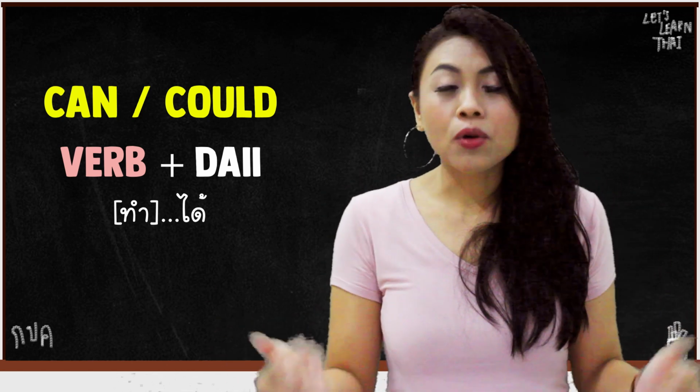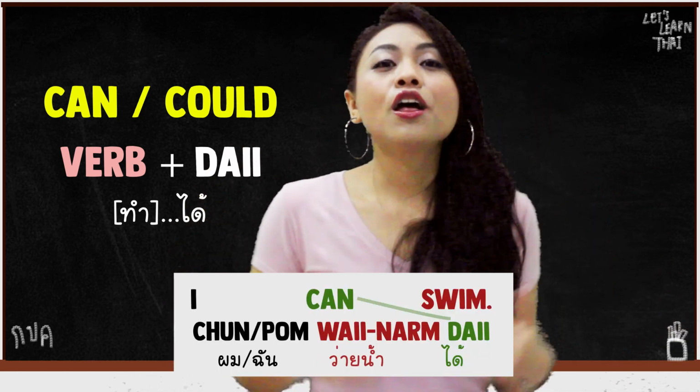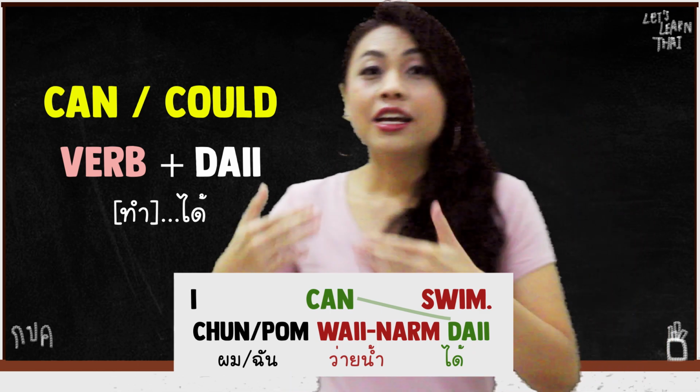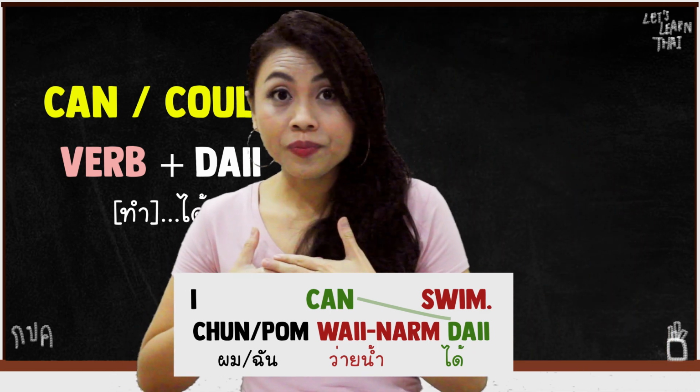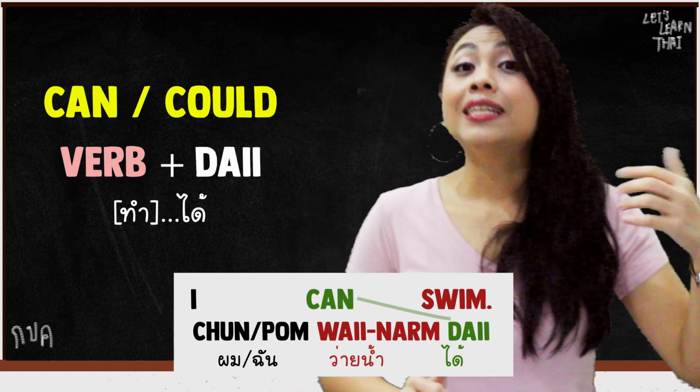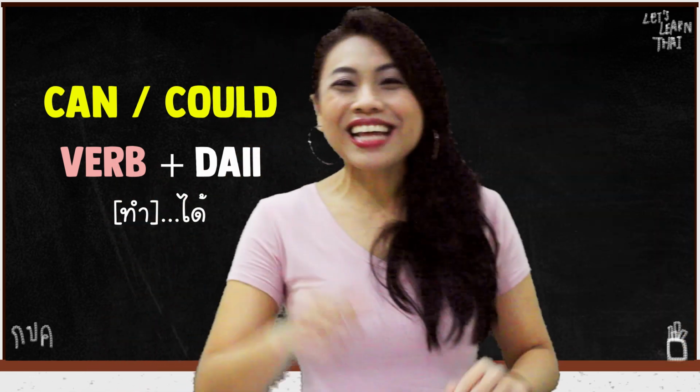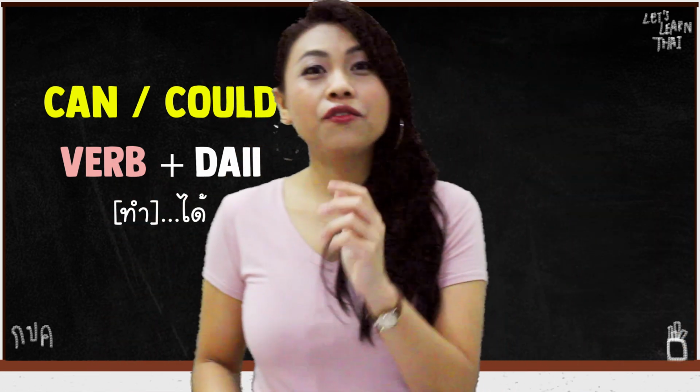For example, I can swim, then you can say ฉัน or ผม ว่ายน้ำได้. So you just add the word "dai" after the verb.